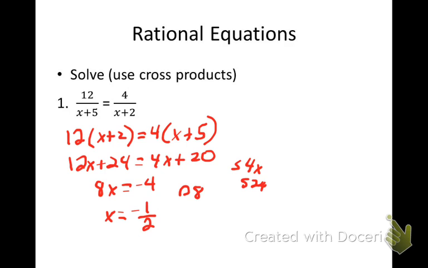It is important to put it back in your denominator to make sure that it does not give you 0, and negative 1/2 in either denominator here will not give us 0. That's fairly obvious. So if you just have two fractions equal to each other, you may use your cross products to solve that.